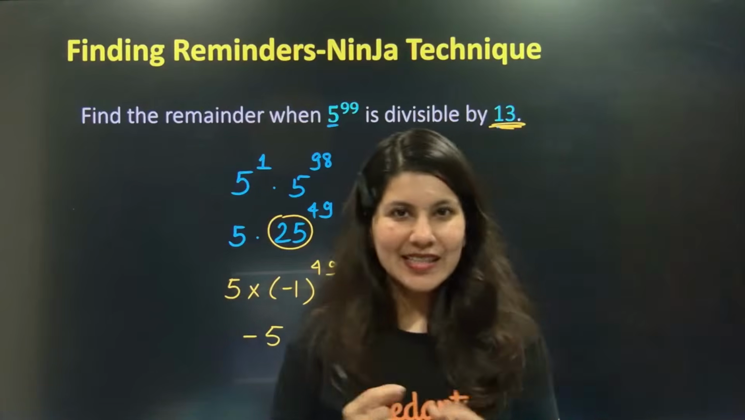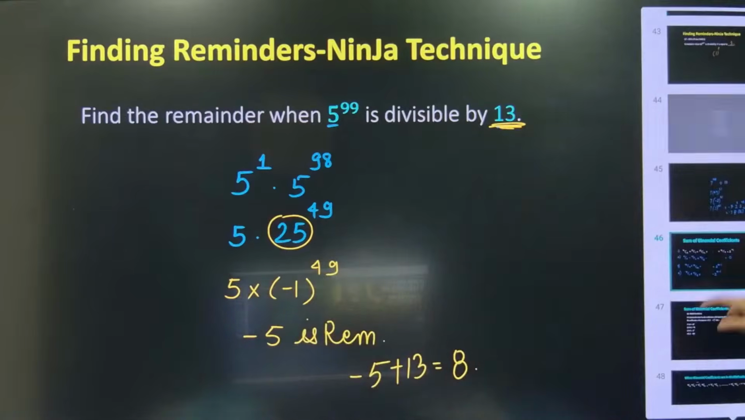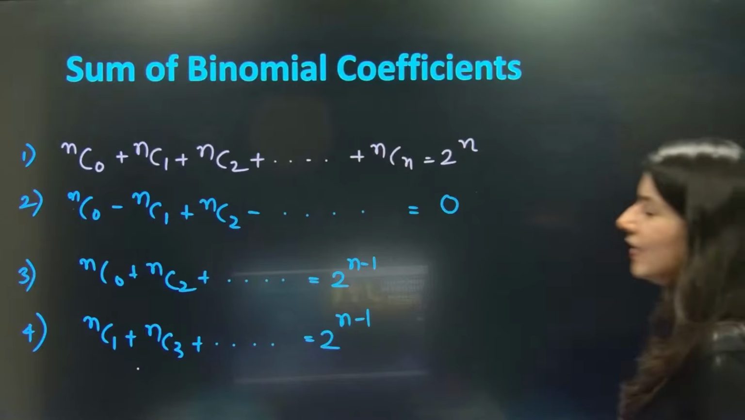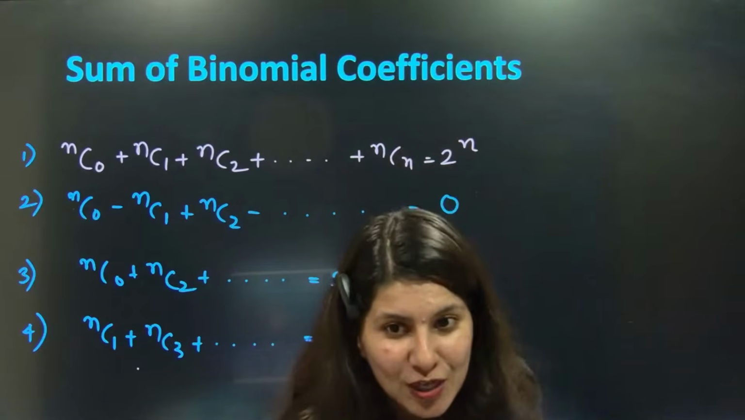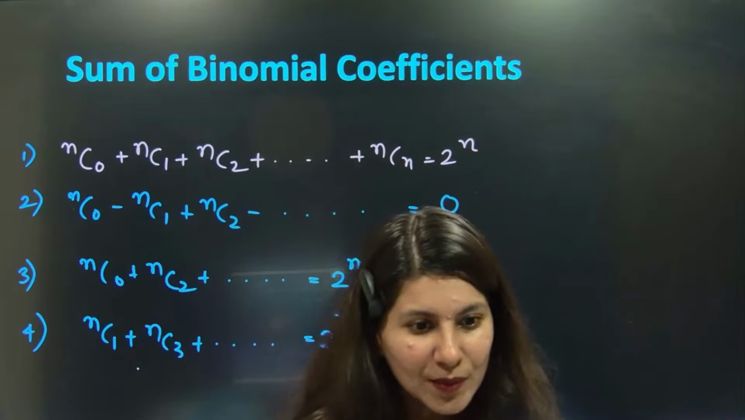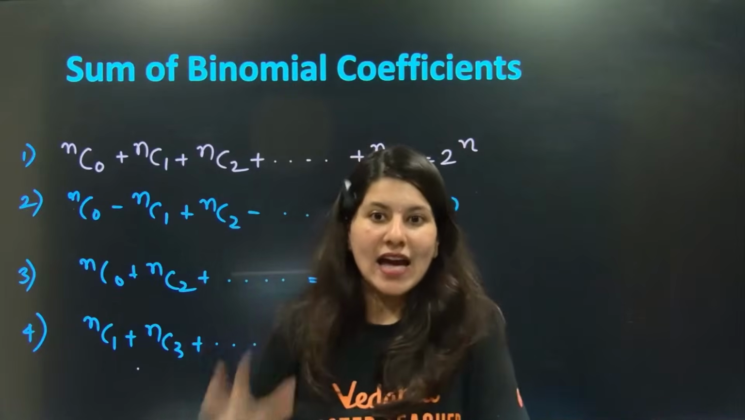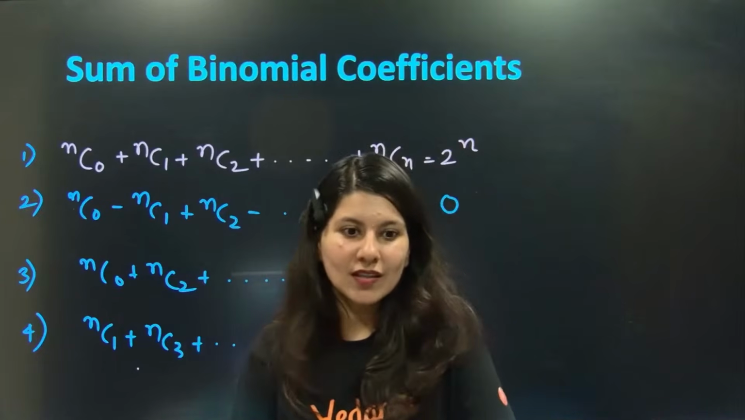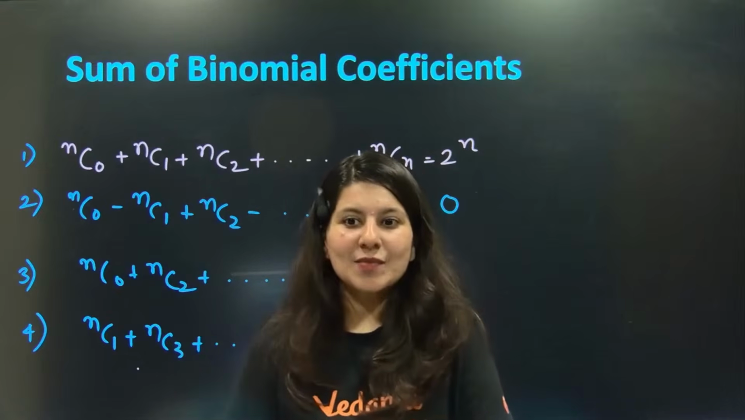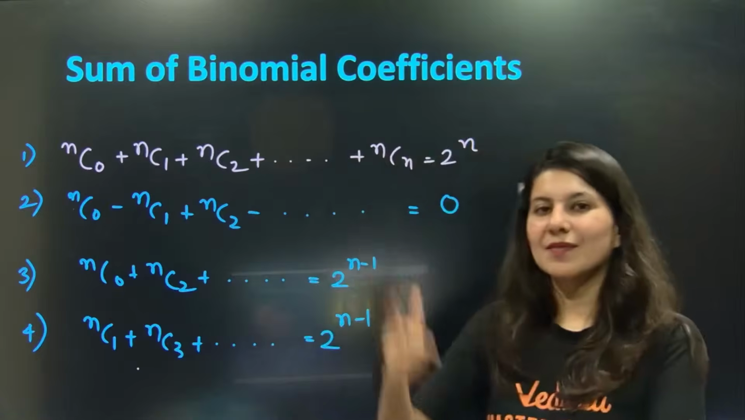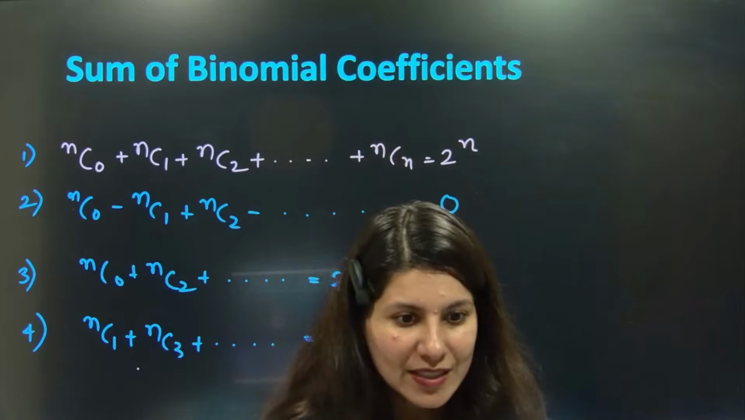Okay. A little bit of difficulty can be increased. So that's how you can actually solve remainder problems using the ninja technique. You have to practice a couple more questions in order to get the hang of it. Keep solving the problems. If you get a problem, you can ask me in the comment section also, ma'am, and I will make sure that I will reply.